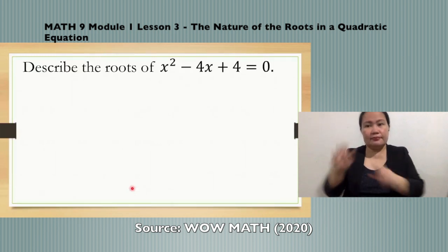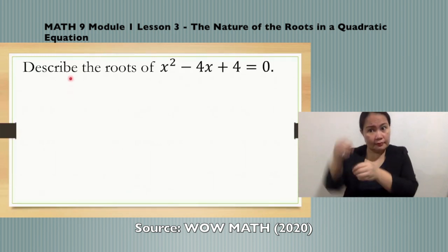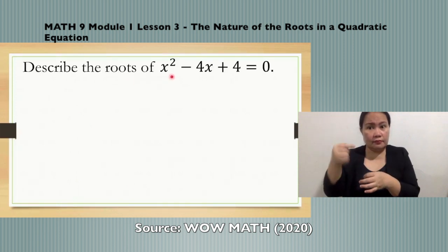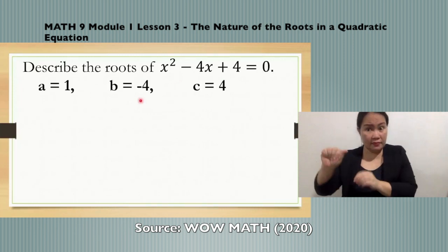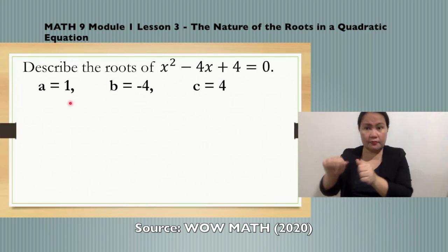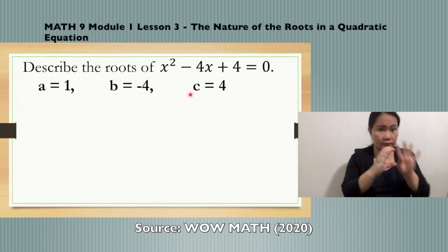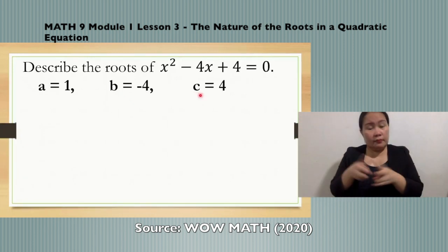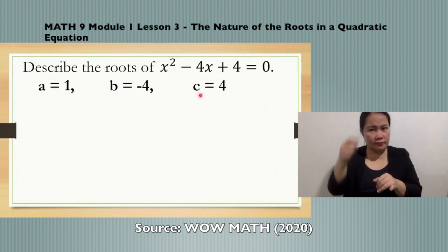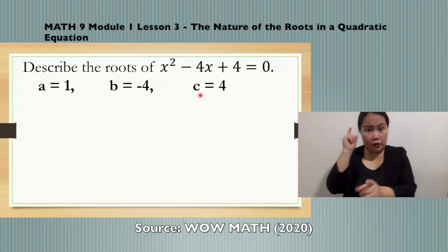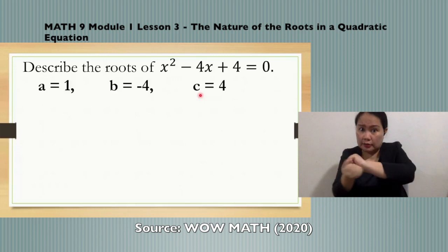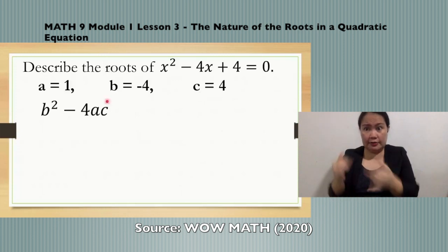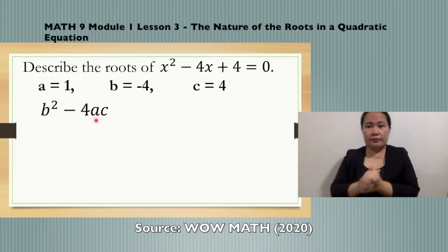So, let us have an example. I have here, describe the roots of x squared minus 4x plus 4 is equal to 0. So, we will have a is equal to 1, b is equal to negative 4, c is equal to 4. Now, it is very important that you have the correct values of a, b, and c para hindi tayo magkamali sa substitution.